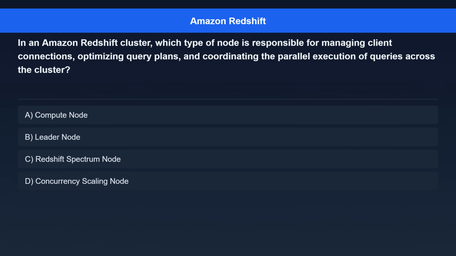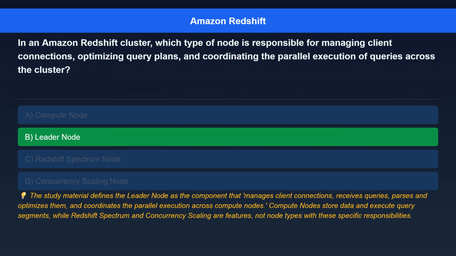Question 2. In an Amazon Redshift cluster, which type of node is responsible for managing client connections, optimizing query plans, and coordinating the parallel execution of queries across the cluster? Option A. Compute node. Option B. Leader node. Option C. Redshift Spectrum node. Option D. Concurrency scaling node.